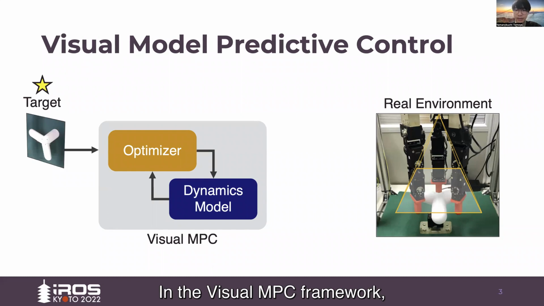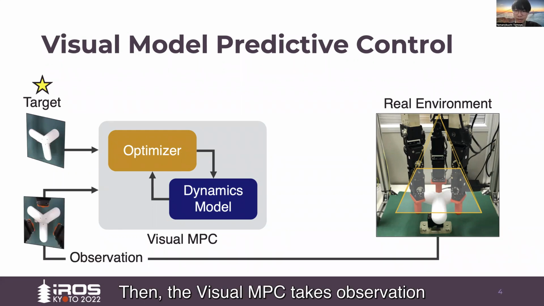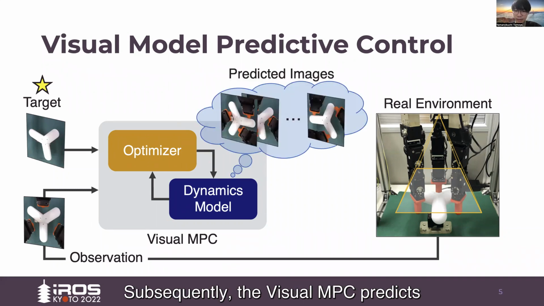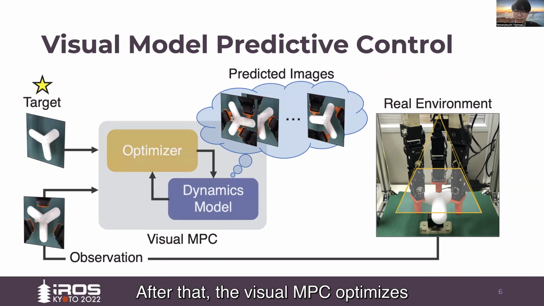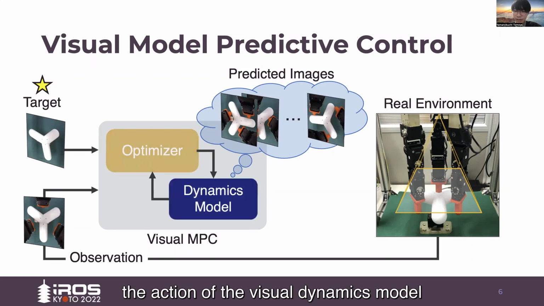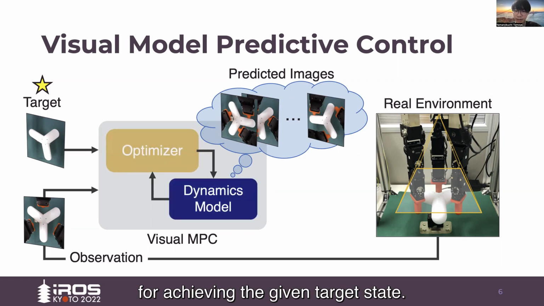In the Visual MPC framework, we first give the target state as an image to the Visual MPC. Then the Visual MPC takes observation as an image from the environment. Subsequently, the Visual MPC predicts future images through its visual dynamics model based on the current observation. After that, the Visual MPC optimizes the action of the visual dynamics model for achieving the given target state.